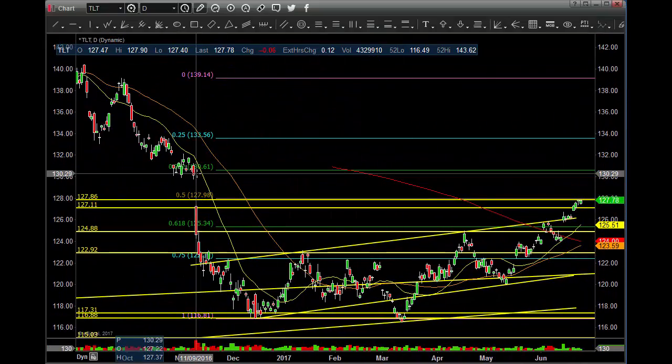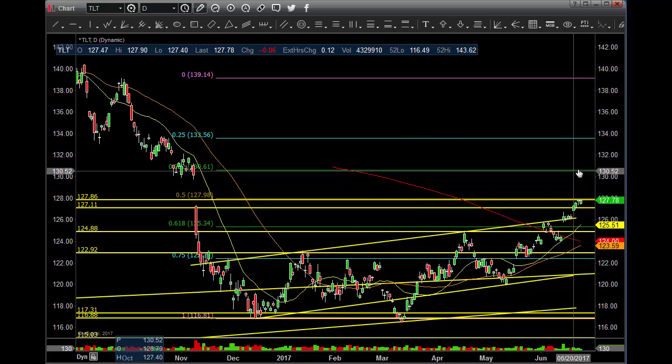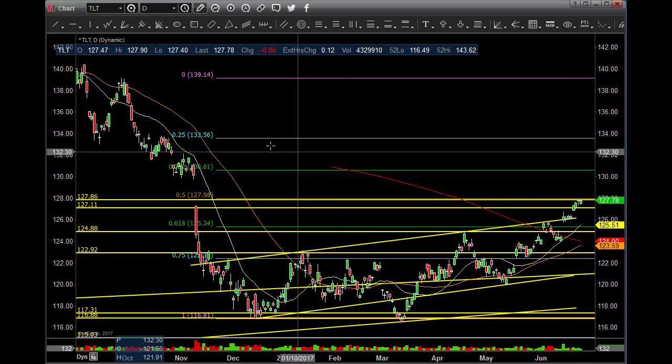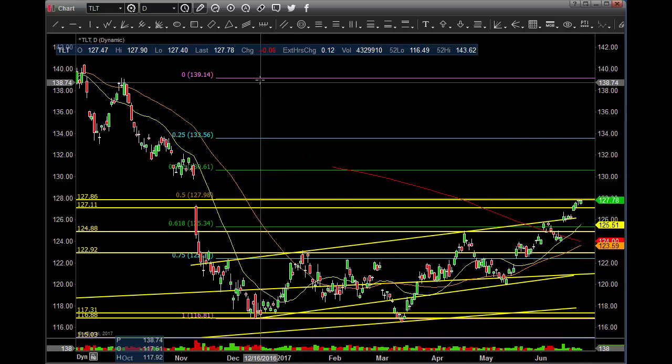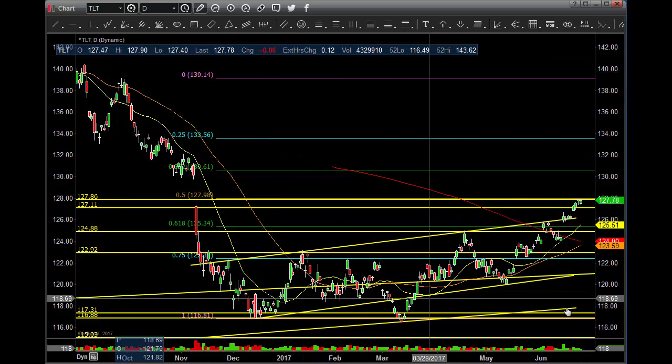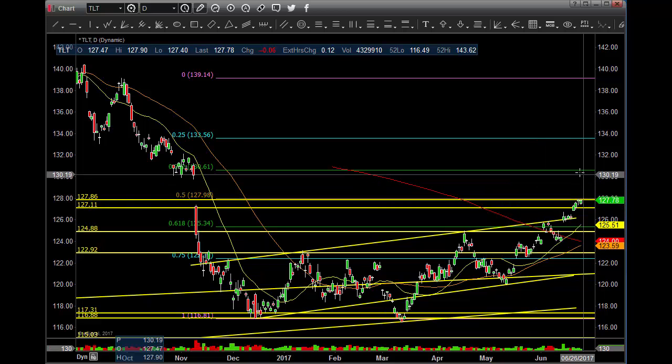No, gap window, and then the gap fills up here right around the 130 area. So if we continue up, that's going to be the next big area of resistance, as well as the 133.56 and the 139, 140-ish area. So watch for that. Let's see if we can continue to break out.